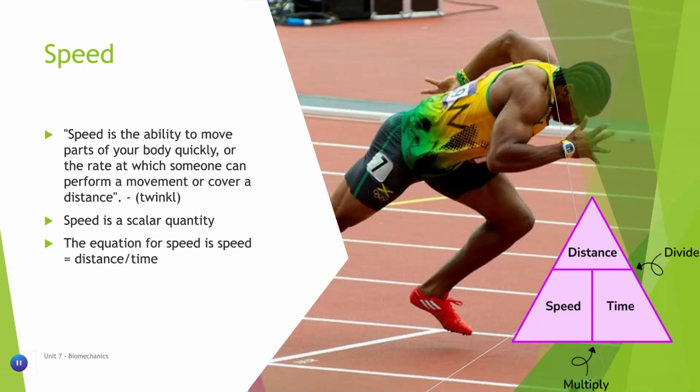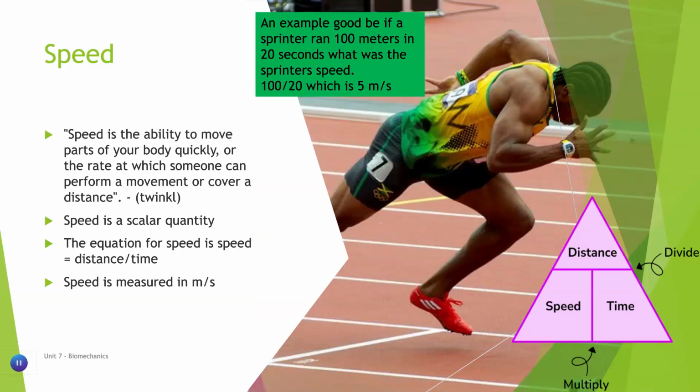An example of speed used in an equation is a sprinter runs 100 meters in 20 seconds. What was the speed of the sprinter? Using the equation, you divide distance by time. So 100 divided by 20, which is 5. And speed is measured in meters per second, so it's 5 meters per second. You can use this equation to also calculate distance and time, using the speed equation triangle, which will help you calculate speed, distance, and time.